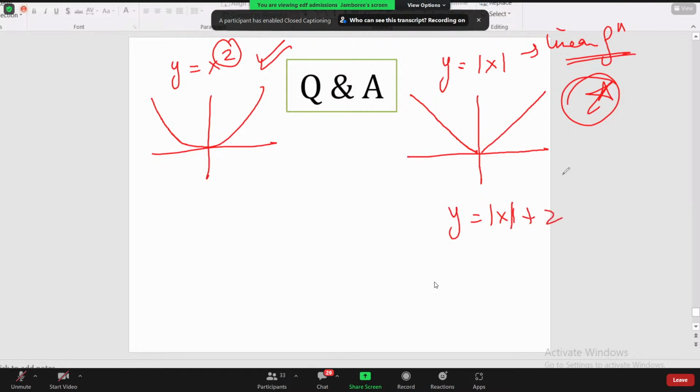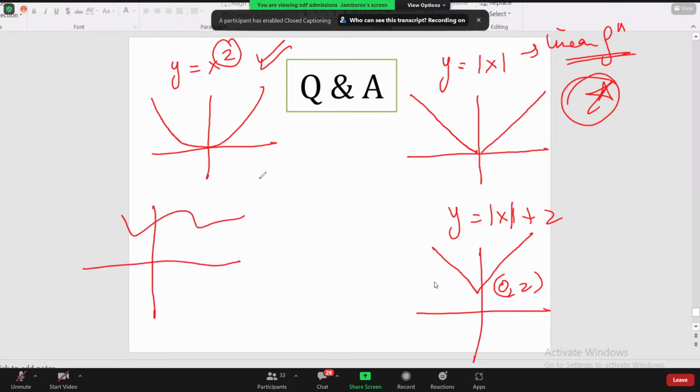So therefore this function, which is the above one, will move 2 units up and the graph of this function will become this way, wherein the minimum point now will be 0, 2. So even if I randomly place a function like this, let's say a random function y equals f(x) is given to us like this.